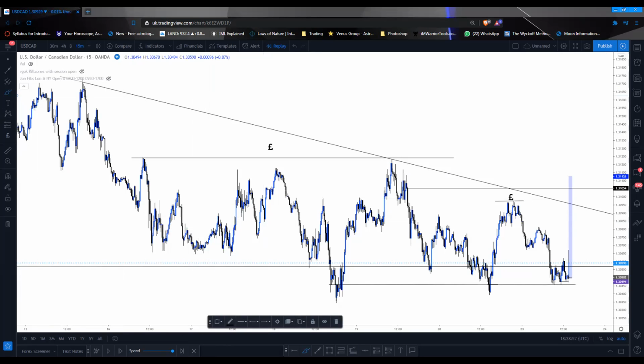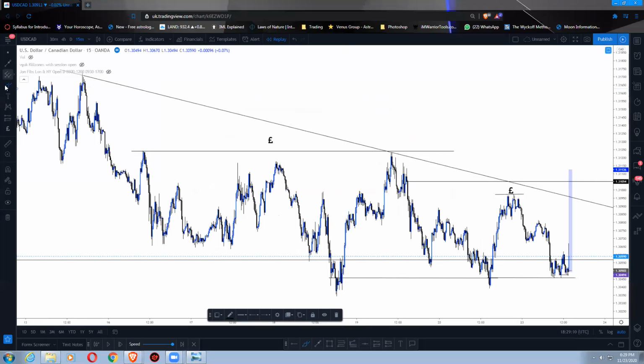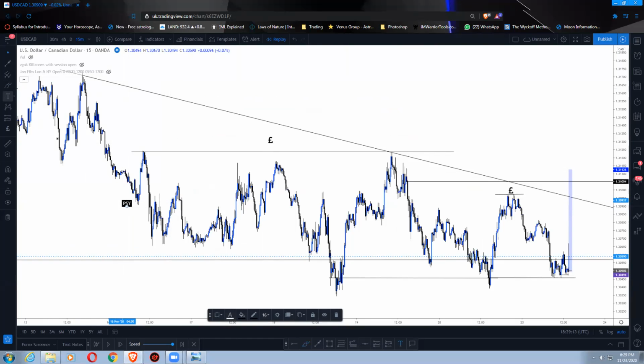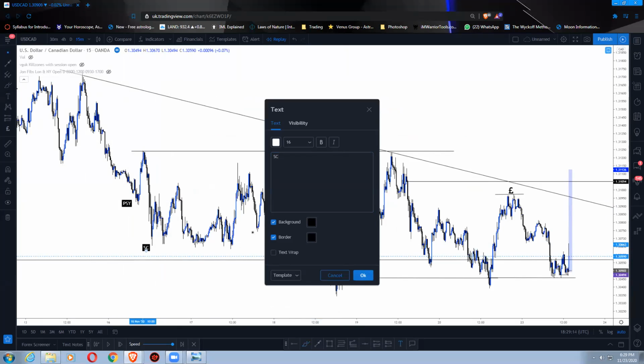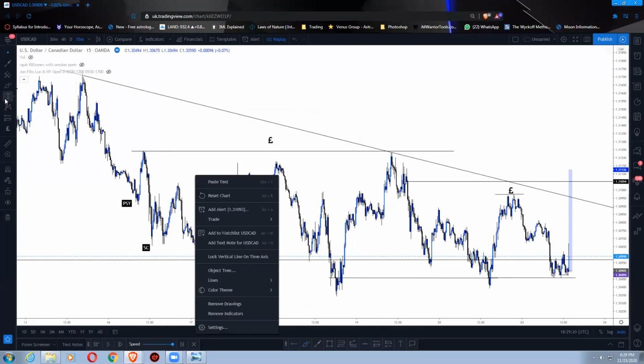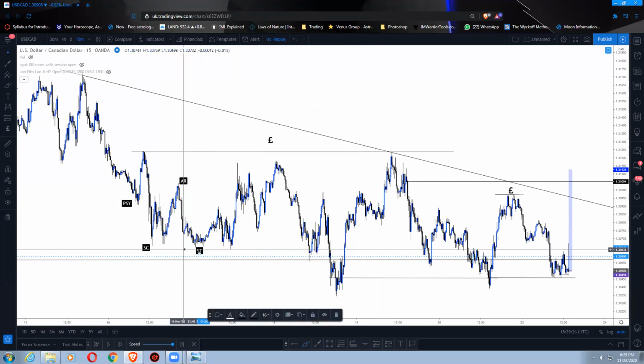So when it comes to Wyckoff, again, this is the whole price cycle. Let me just share the screen. Here we go. We see this accumulation schematic where you get your different phases. And we actually experience a very similar thing here. We got our preliminary supply. We got our seller's climax. We've got that automatic reaction. We've got that secondary test. We've got a secondary test area.